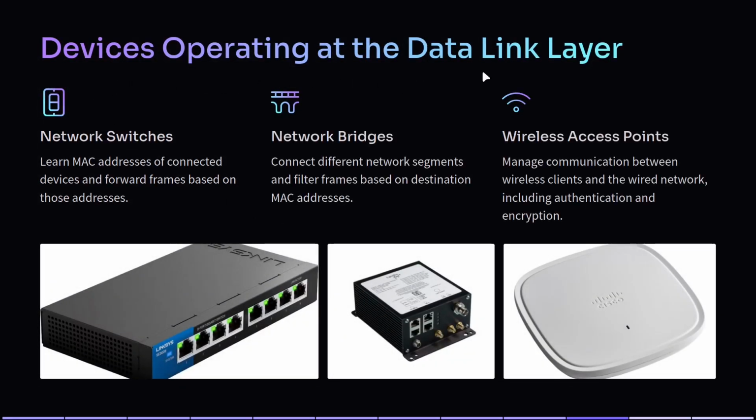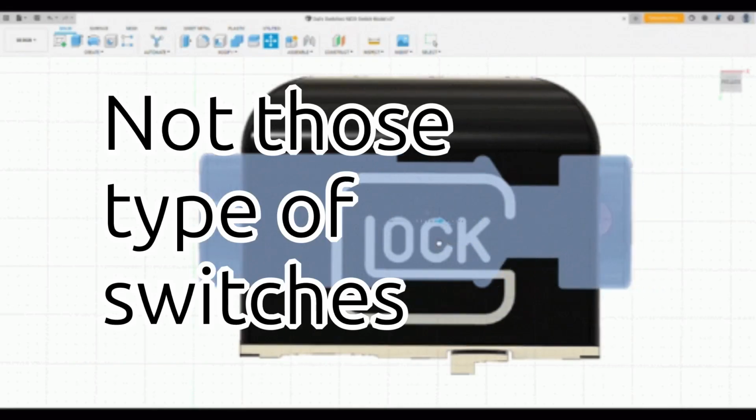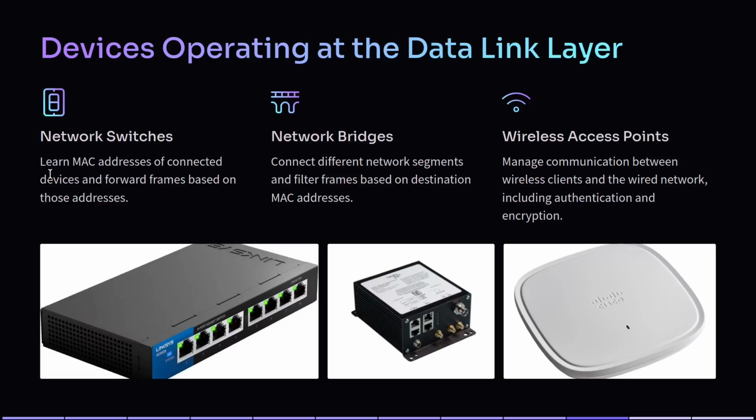Devices operating at the data link layer. Network switches learn MAC addresses of connected devices and forward the frames based on those addresses. So you're going to see a lot of switches inside an office, mostly Cisco switches. Right here is an 8-port switch.